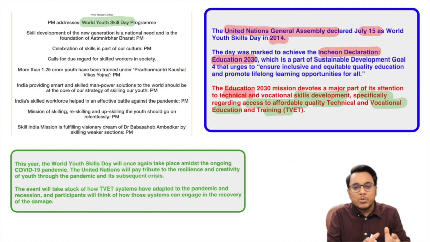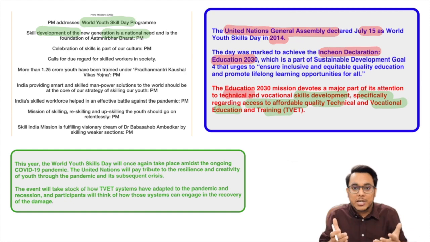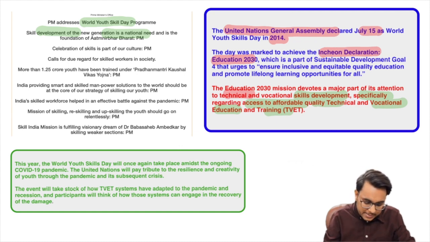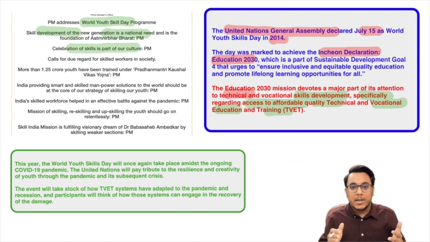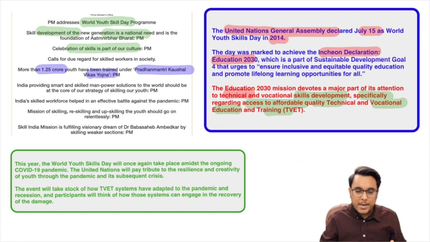Now guys, in this direction the Prime Minister has said that skill development is a kind of new generational target, and it is a core pillar under the Atmanirbhar Bharat Abhiyan. Moreover, it has also been provided that the celebration of skill is a part of our culture. Further, the government is actively working in the direction of skill upgradation, and more than 1.25 crore youth have been skilled under the Pradhan Mantri Kaushal Vikas Yojana.